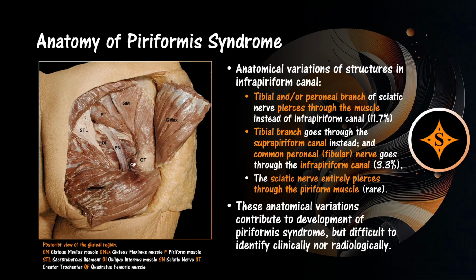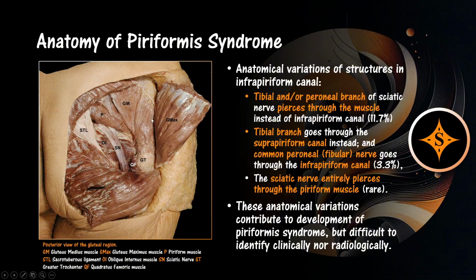Another variation is that the tibial branch goes through the suprapiriform canal, so the canal above the piriform muscle instead. And the common peroneal or fibular nerve goes through the lower canal, infrapiriform canal, and this is present in 3.3%. Another one which is rarer than the two of those is where the sciatic nerve entirely pierces through the piriform muscle instead of going through either canal.